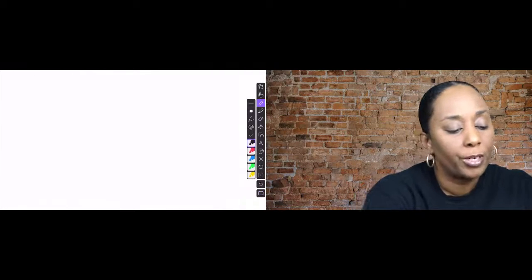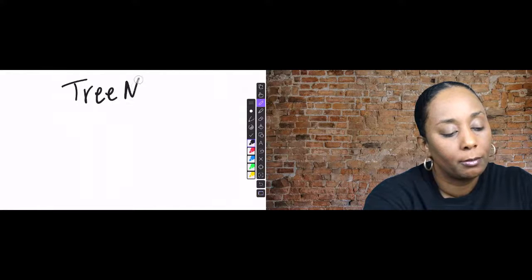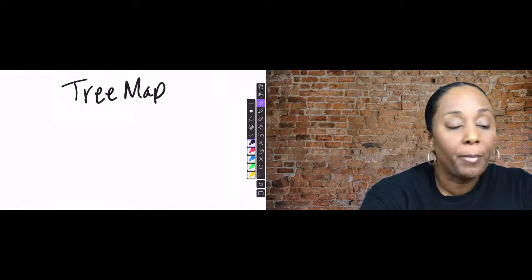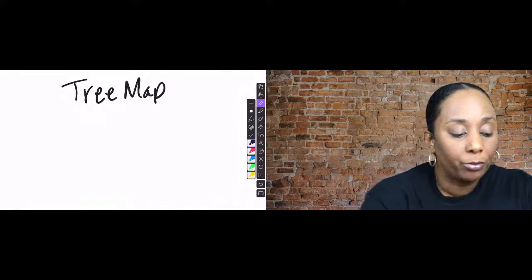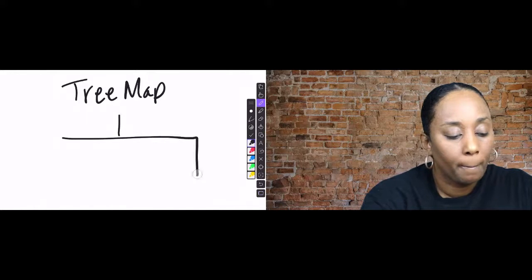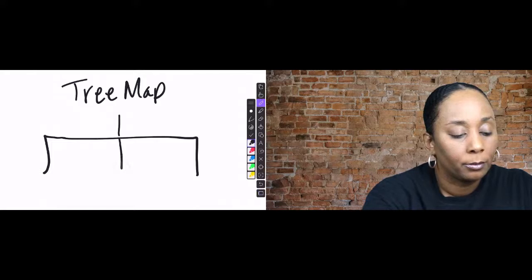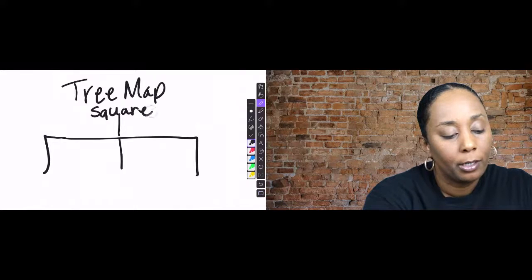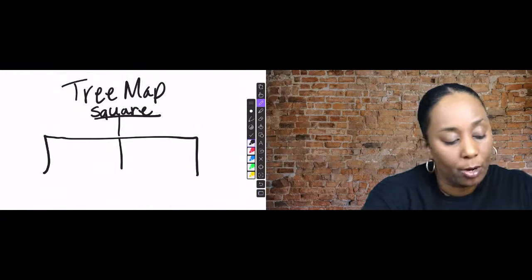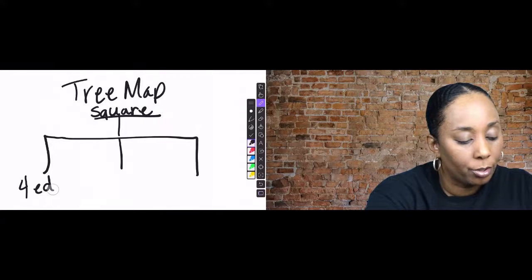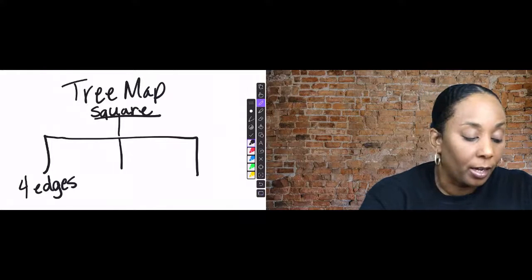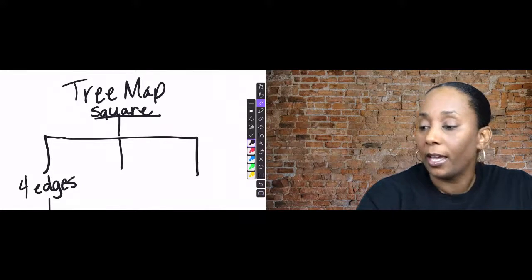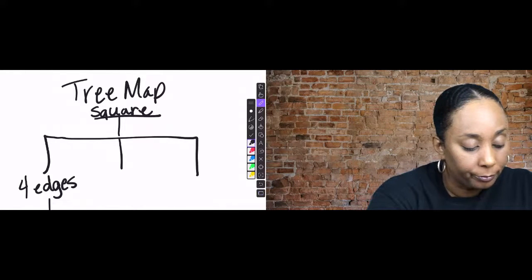Another good one is the tree map. The tree map can be used for geometry. So, like if you're classifying attributes, so if you want to talk about the attributes of a square, and normally this has this here, you can say a square has four edges. And then you could also go further and say the edges create what? Right angles.